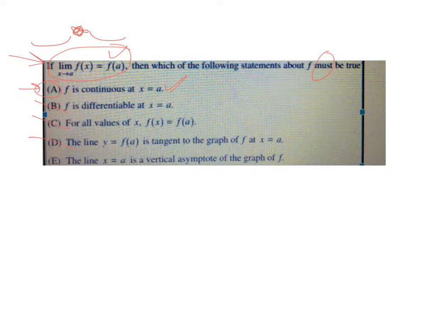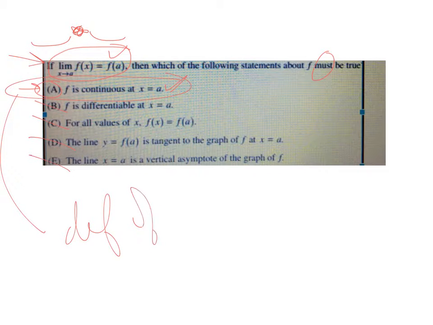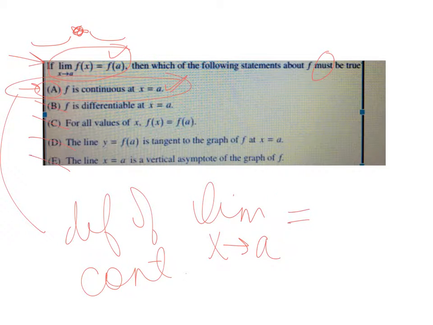And there's nothing about a vertical asymptote either. So this one should have been pretty simple. This was simply the definition of continuity, which is that the limit exists. So the limit from the left and the right exists, and it is equal to f of a.